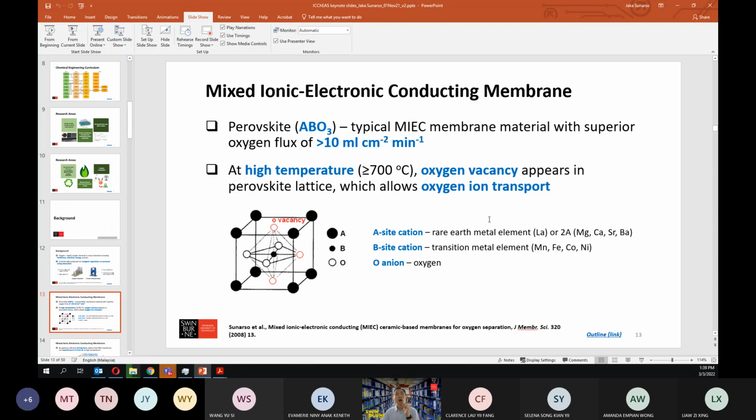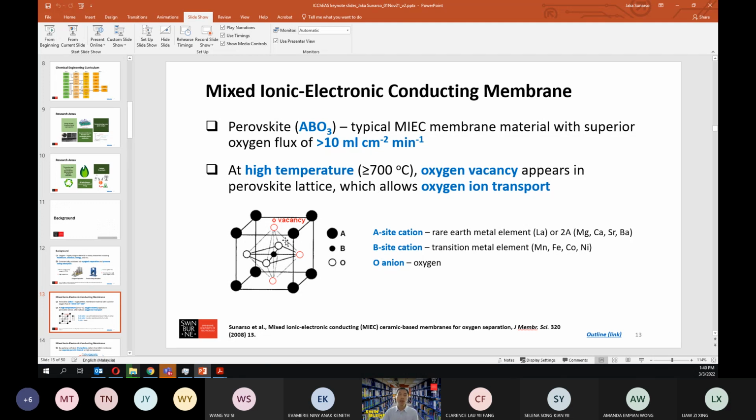Now, how is the oxygen transported in this particular membrane? It's because at very high temperature, some of the oxygen oxide anions, or what we call oxygen ions, within that material will disappear from the lattice. They form a defect.